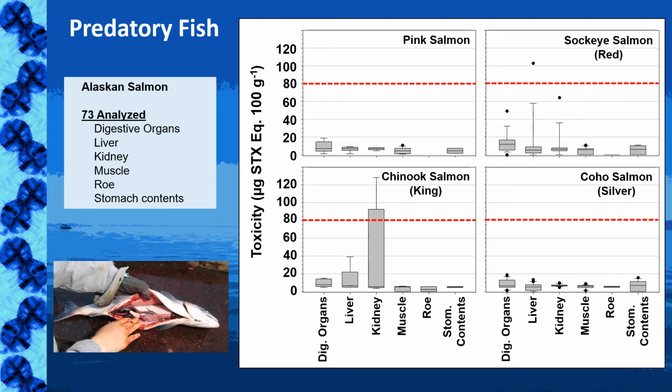And again, all of these samples were below that FDA recommended limit of 80 micrograms of saxitoxin per 100 grams of tissue. There were a few samples that went over. If we're looking on the top right, we can see that one of the sockeye samples from the liver was above. And then in the bottom left, there was a high level of toxin in the Chinook kidney samples that we saw. Other than that, the toxin levels from all the predatory fish and all of the separate organs from those fish were very low.